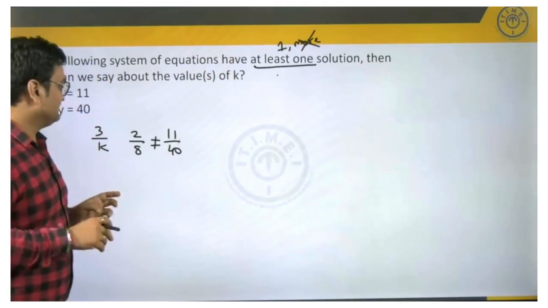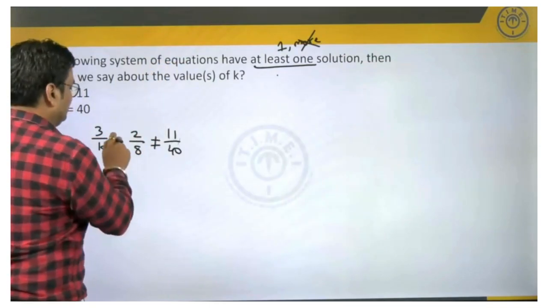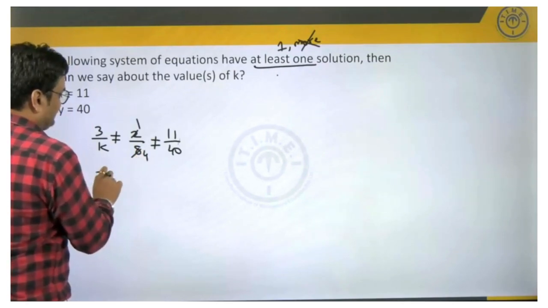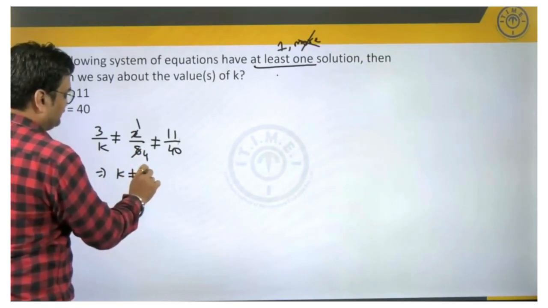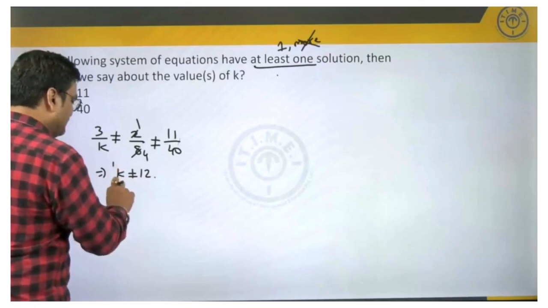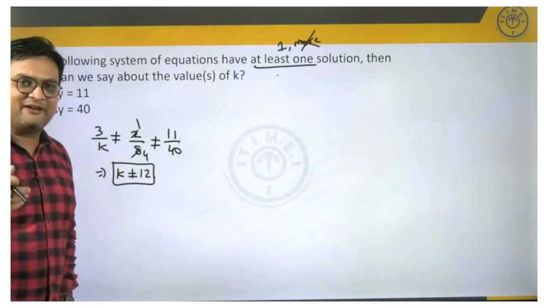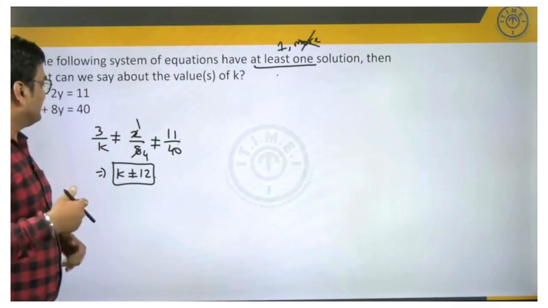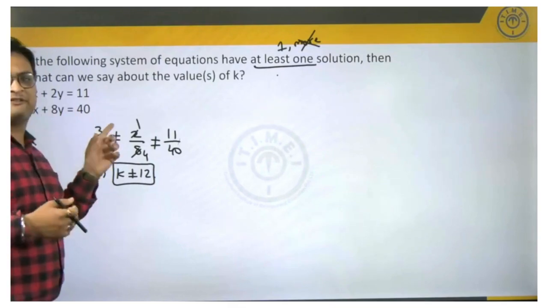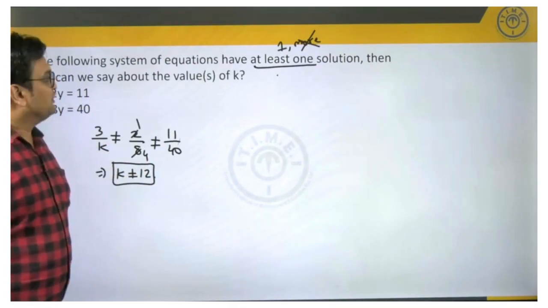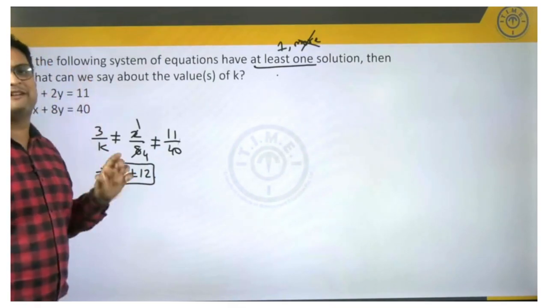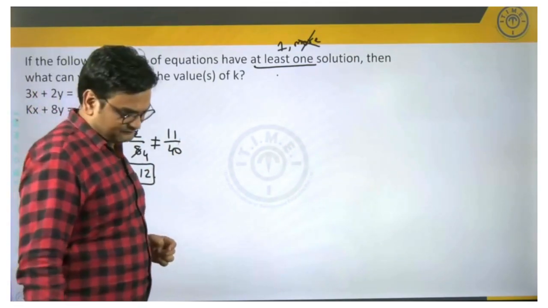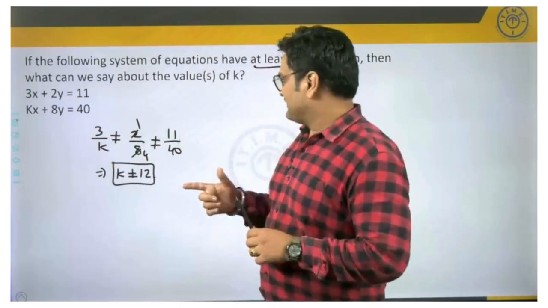I hope the logic is clear. So for this to be exactly one solution, A1 by A2 should not be equal to B1 by B2, which is, when you solve it, k should not be equal to 3 into 4, which is 12. So that means for any value other than 12, this system of equations will have one solution. But if you take k as 12, then what will happen? Then this system of equations will have no solution. We don't want that. So what can we say about the possible values of k? I'll say there are infinitely many values. Any value other than 12 will work. Alright. I hope we are clear with this question also.